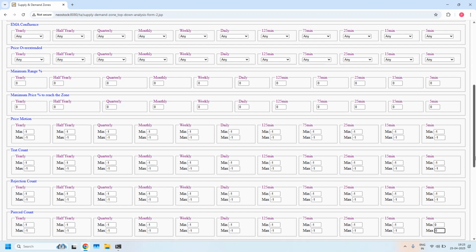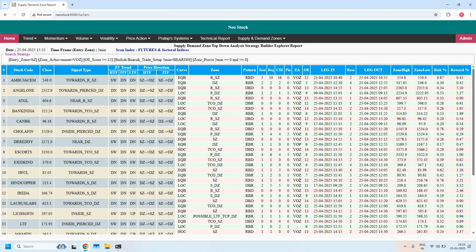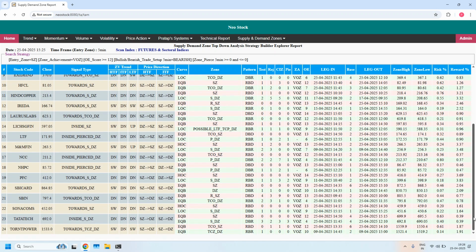With these filters, we got a good number of stocks. The first 15 stocks in the list support a bearish trade setup for hourly income trade. Entry time frame zones are 5 minute supply zones. First 15 stocks. Scrolling the list down, a total of 24 stocks are filtered.